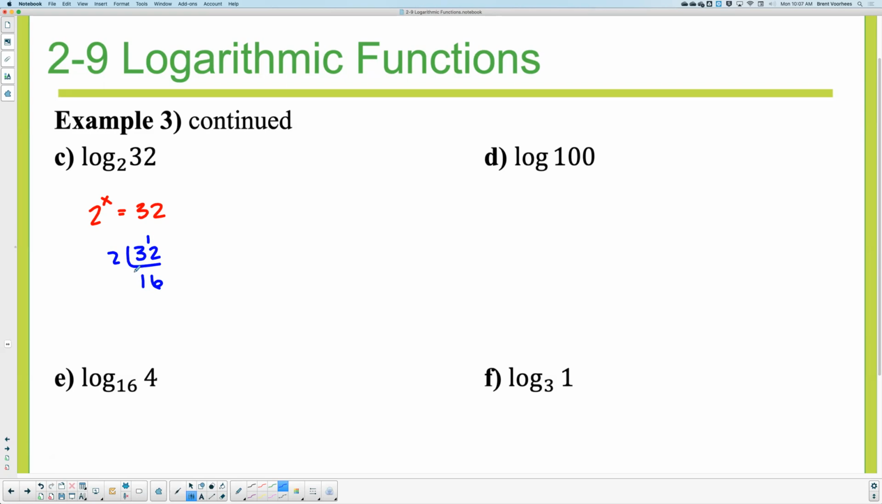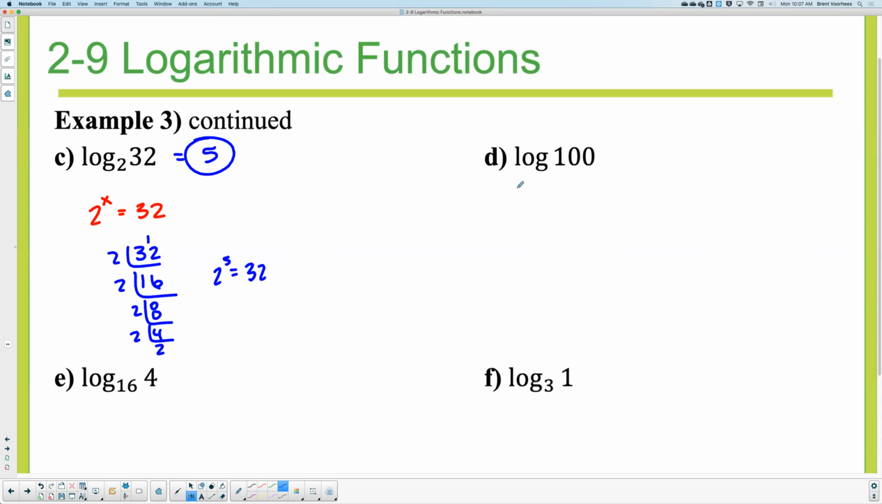Okay, 16. Can 2 go into 16? How many times? 8. Can 2 go into 8? 2 go into 4? 2 times. How many 2's do you see there? That means this would equal 5. Two to the 5th would equal 32.